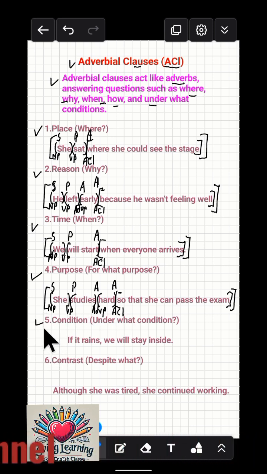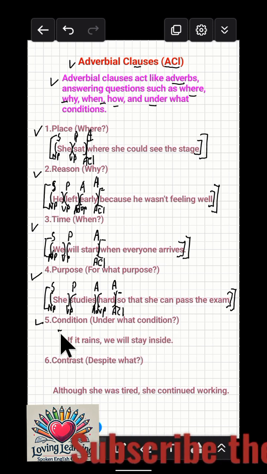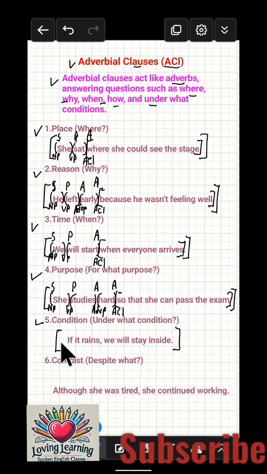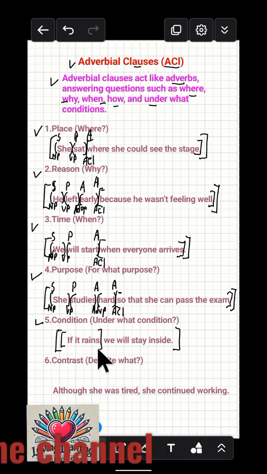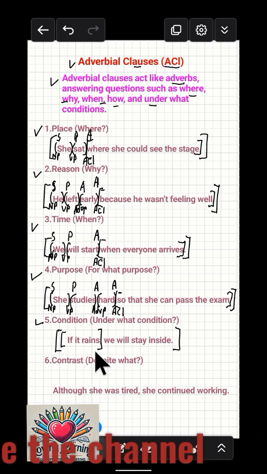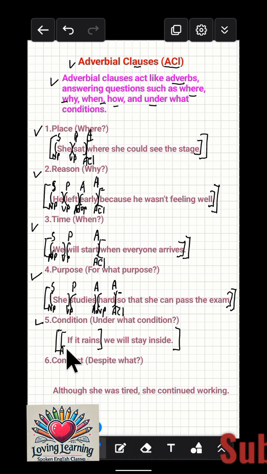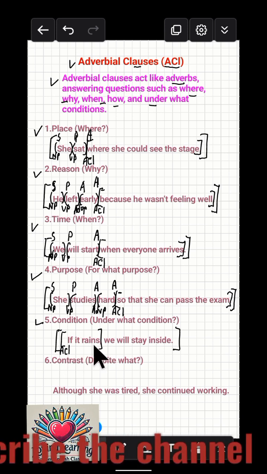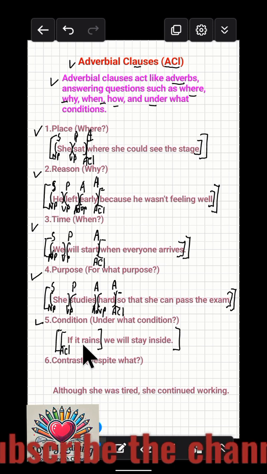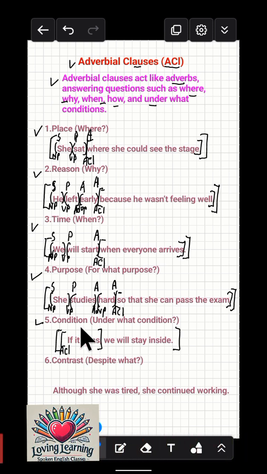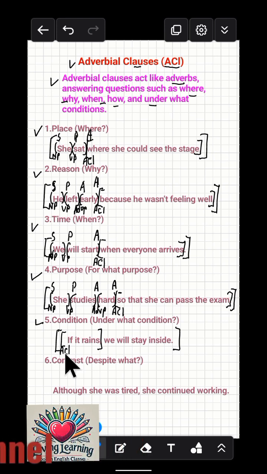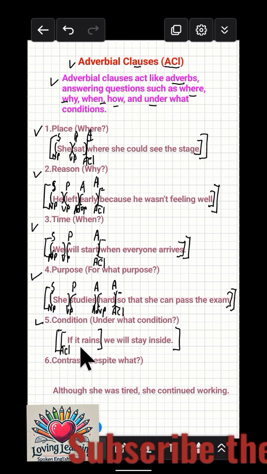Let's see the fifth example: condition, under what condition? First we give the square bracket. The second one: our subordinate clause is here, if it rains. It tells us a condition, and that's why this is our adverbial clause. Now you may be confused, because sometimes there is if in a noun clause also, but in a noun clause that sentence is different. It is a kind of indirect sentence, direct and indirect, you know that. From that kind of sentence comes the noun clause. But in an adverbial clause, if it comes, it is always a condition.